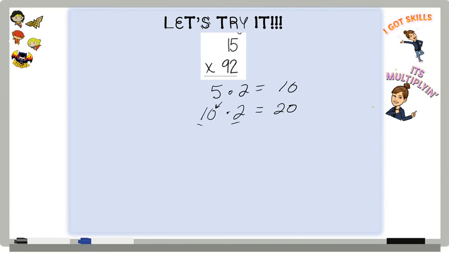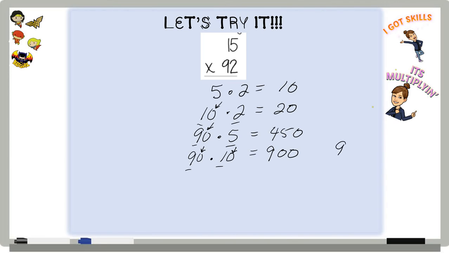Then I have 5 times 90. Remember that 9 is in the tens place, so it's not worth 9, it's worth 90. 5 times 9 is 45. And then include that 0. And then I have 90, and I multiply it by 10. 9 times 1 is 9, but now I have 2 zeros that I have to include.